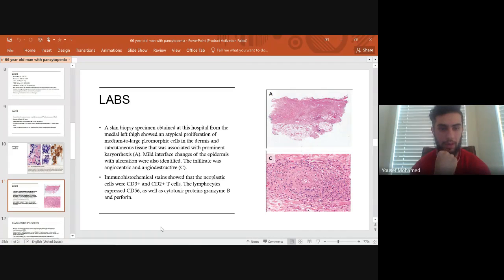Immunohistochemical stains showed that the neoplastic cells were CD3 and CD8 T cells. The lymphocytes expressed CD56 as well as cytotoxic proteins, granzyme B and perforin.